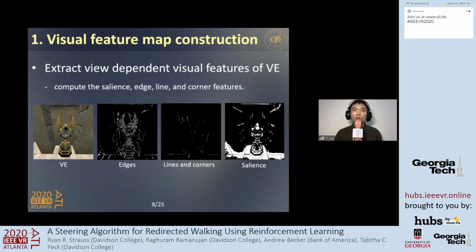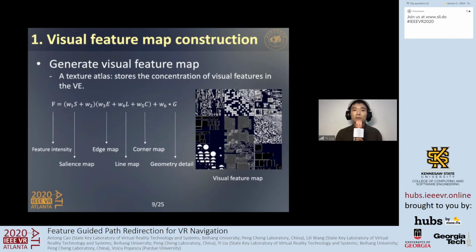For each viewpoint in the set, we render the VE from the viewpoint and we estimate in the resulting image visual features such as edges, lines, corners, and textural salience. Here are the view-dependent features extracted for one of the viewpoints. The visual features are integrated into a visual feature map, similar to a light map. The visual feature map is a surface texture that stores pre-computed information to be conveniently reused at runtime.